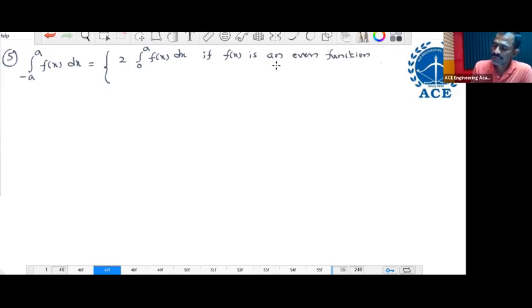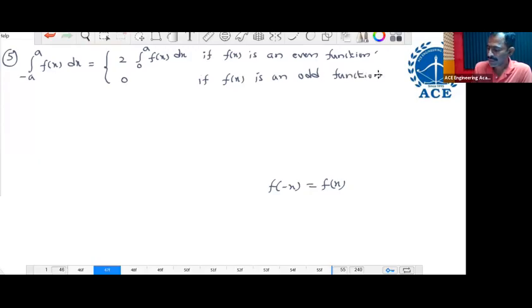The condition for an even function is f of minus x equal to plus f of x. It is the condition for an even function. Next, 0 if f of x is an odd function. The condition for an odd function is f of minus x equal to minus f of x. This is for even, and this is the condition for an odd function.